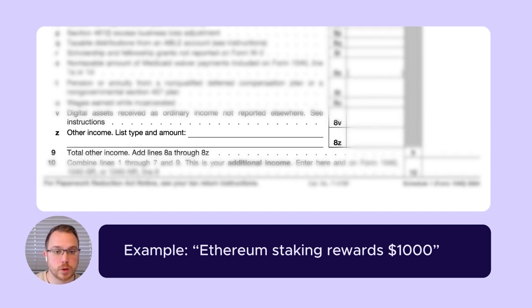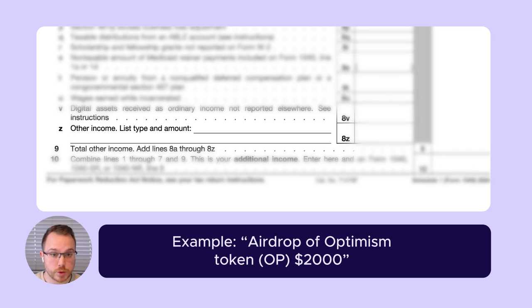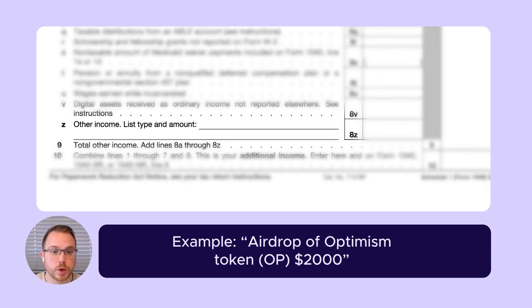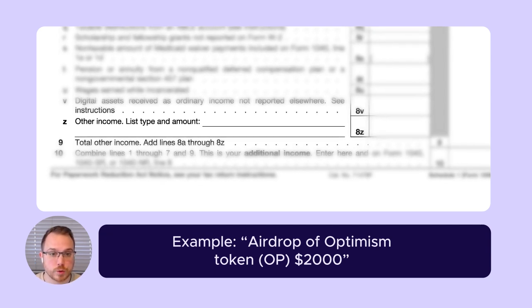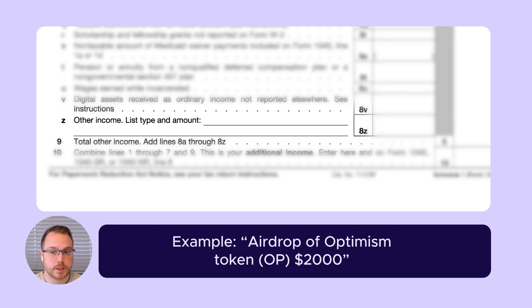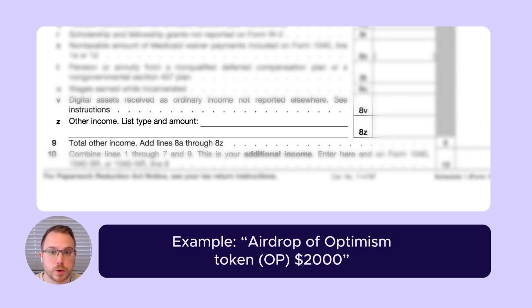You could also include additional lines here. So you can also include airdrop. So if you received an airdrop of a random cryptocurrency coin, you can include that here. So you can put airdrop of whatever coin and then the amount in USD. So that is a quick overview of Schedule 1 as it relates to your cryptocurrency.